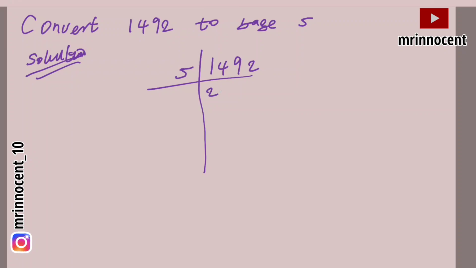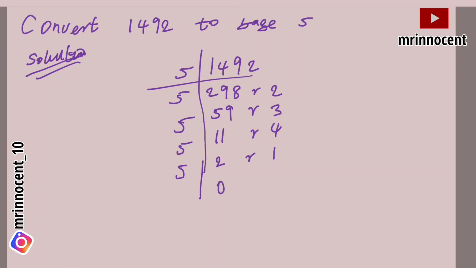You have 298, remainder 2. 5 into 298 is 59, remainder 3. 5 into 59 is 11, remainder 4. 5 into 11 is 2, remainder 1. 5 into 2 is 0, remainder 2. Take it from bottom to top.